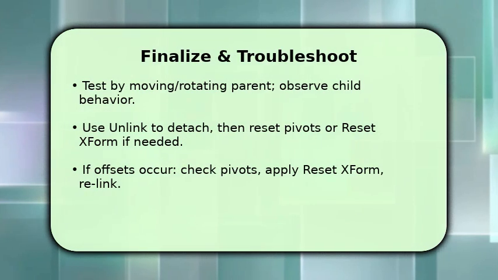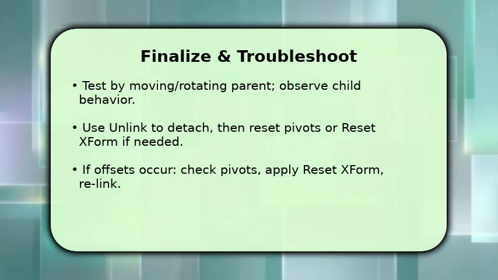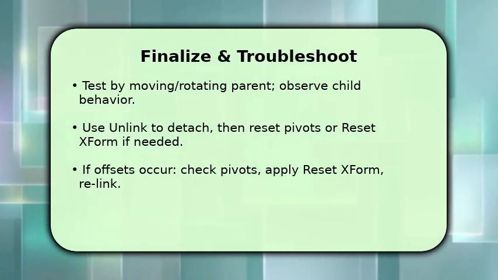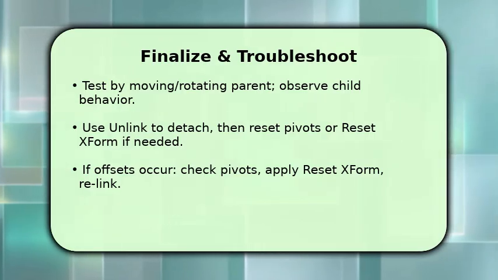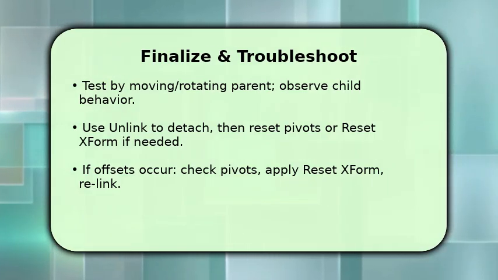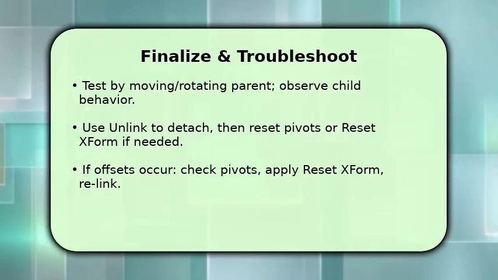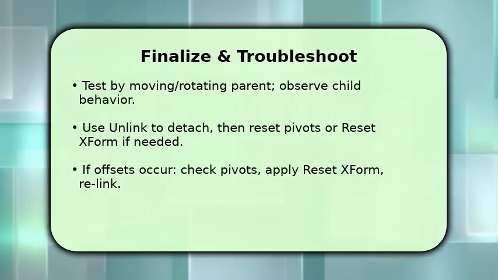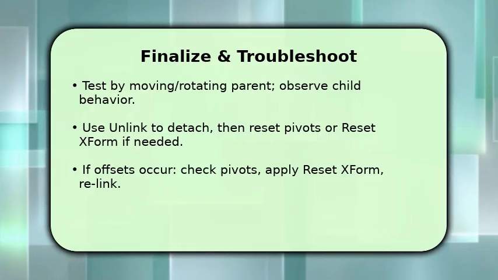To finish, always test the hierarchy. Move and rotate the parent to ensure children follow as expected, and then bake or key transforms if needed. If something looks wrong, use Unlink to detach and inspect pivots or the object's transform stack.